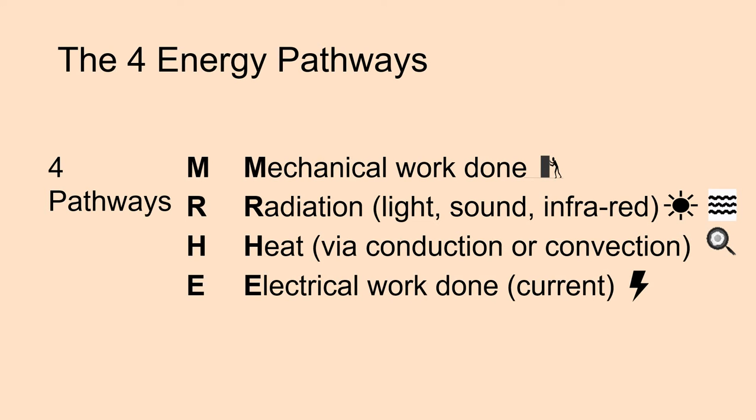Quick recap of the 4 different energy pathways that we remember using the Mr He mnemonic. M stands for mechanical work done. R stands for radiation, of which light, sound and infrared are examples. H stands for heat, and this can be via conduction or convection. And E stands for electrical work done, or current.